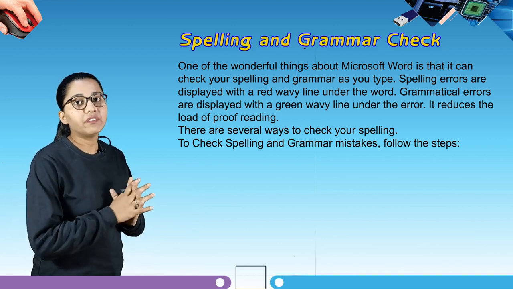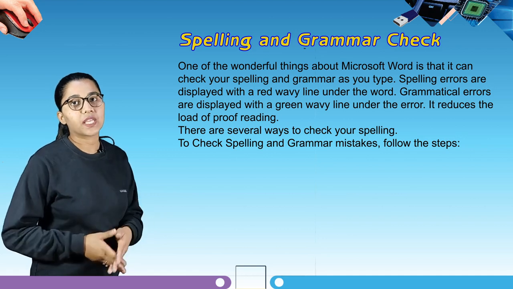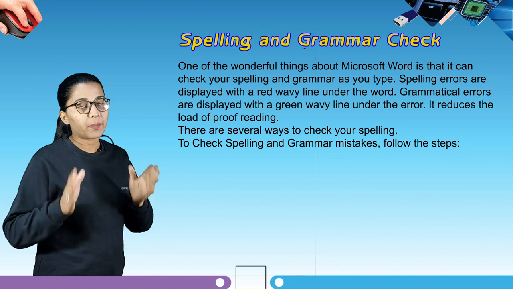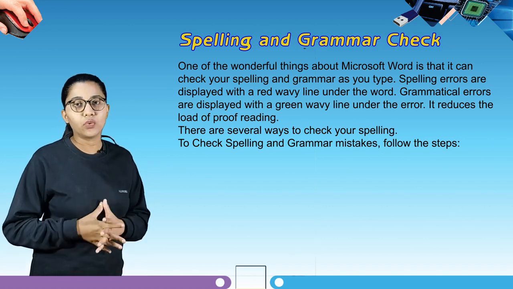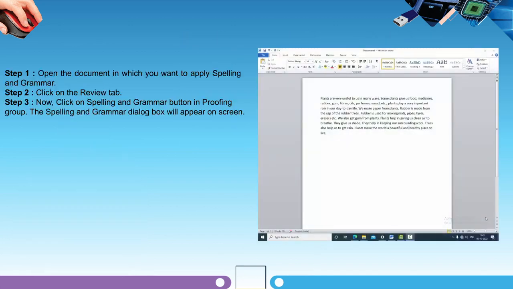There are several ways to check your spelling. To check spelling and grammar mistakes, follow these steps. If you want to check your spellings and grammatical mistakes, you have to follow these steps. So step 1 is open the document in which you want to apply spelling and grammar. Step 2, click on the Review tab. Step 3, now click on the Spelling and Grammar button in the Proofing group.